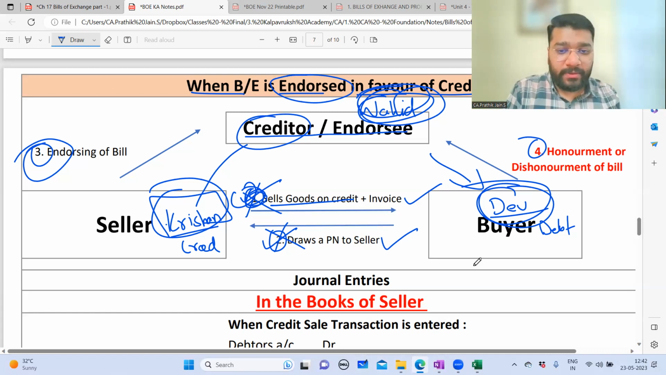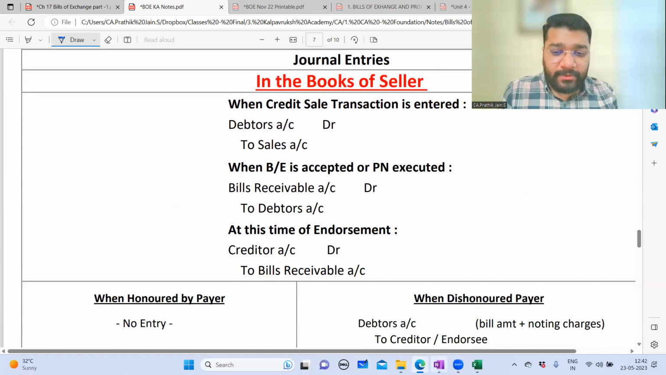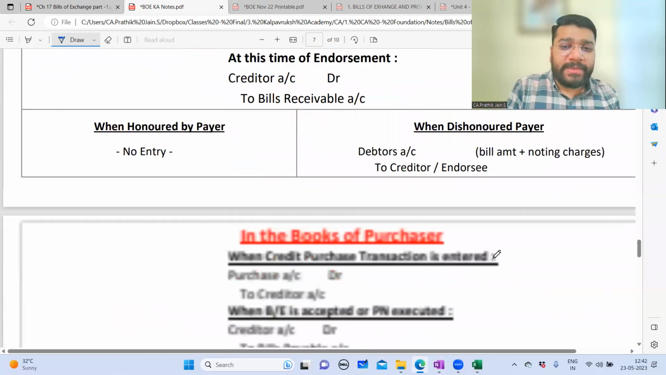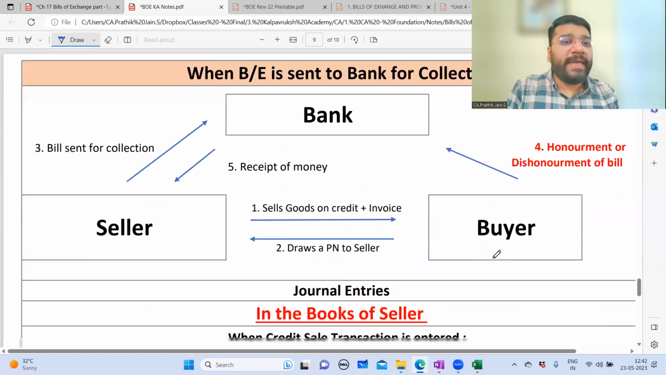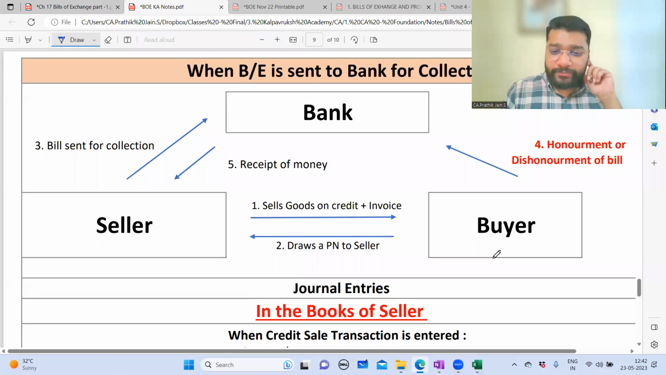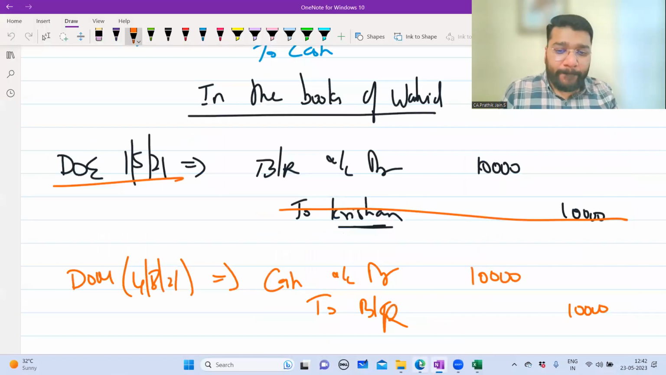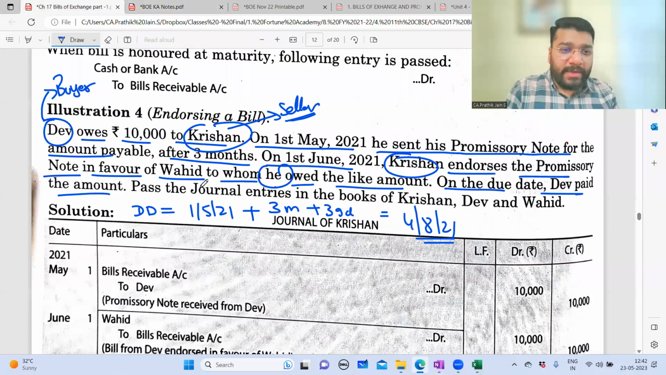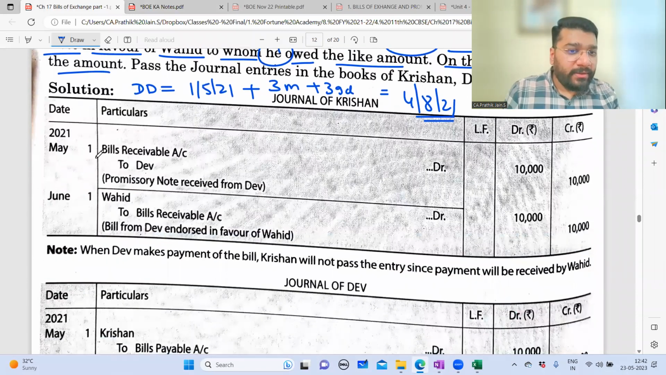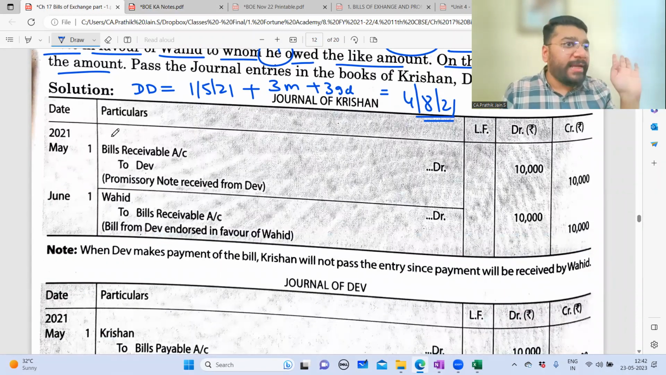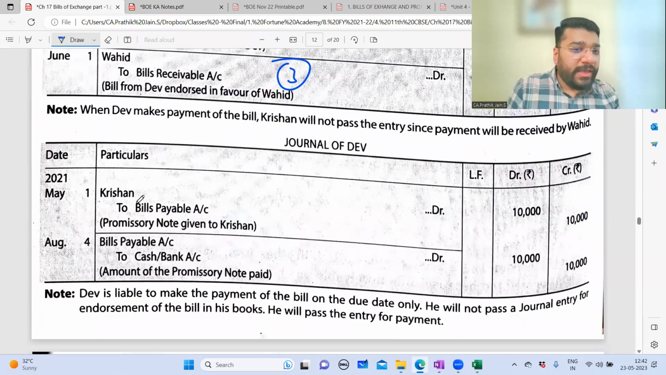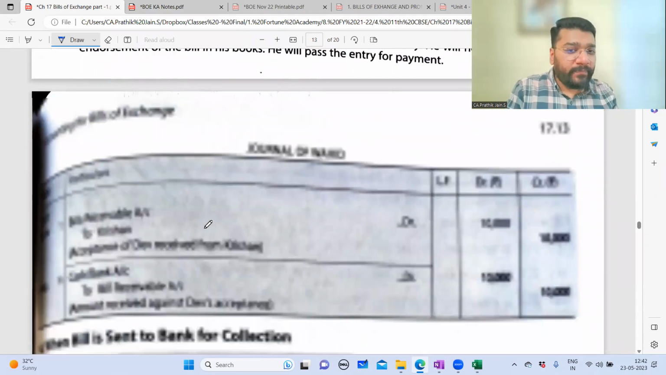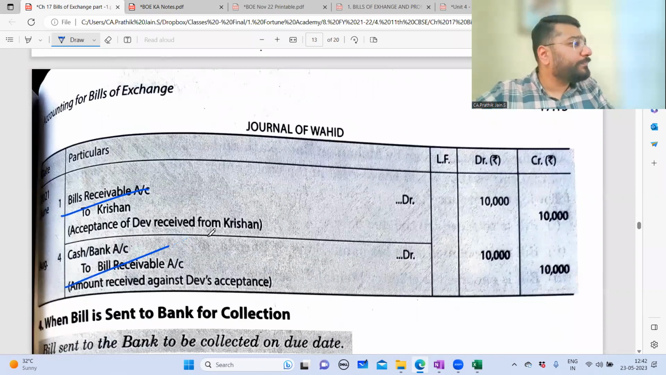Now, coming back, one last concept is left: case 4, bill sent to bank for collection. Before that, let's have a quick glance at this. The sale entry they have not recorded, we recorded a sale entry. So this was the 2nd entry, and this is the 3rd entry in our books of Krishan. They have the same 2 entries. Any problem?